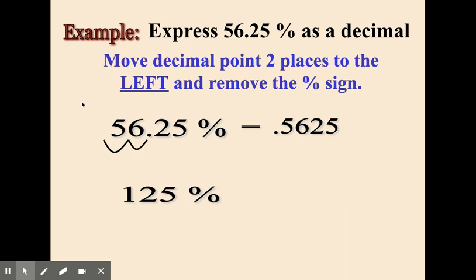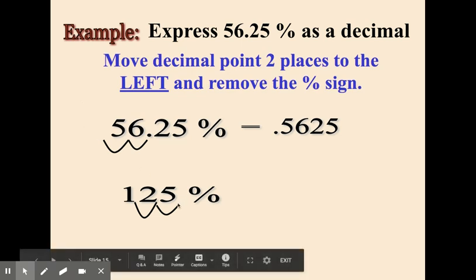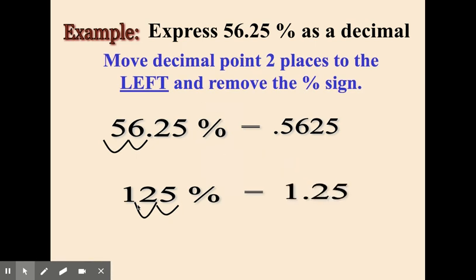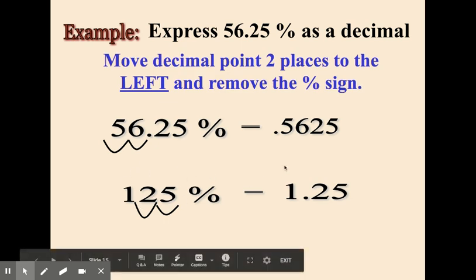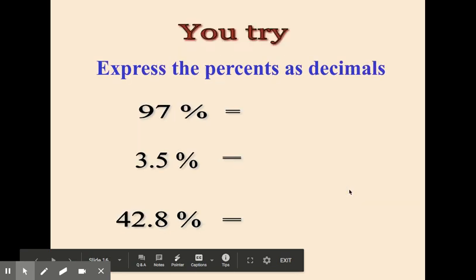125%. Well, there's no decimal there, but there is always a decimal, and that decimal is always at the end of the number. So there's a decimal after the 5. I move it over twice, and that gives me 1.25 as a decimal. And this makes sense because if I have 100%, it means I have 1 whole, and I have 25 extra, which would be the 0.25. Okay, now you try.